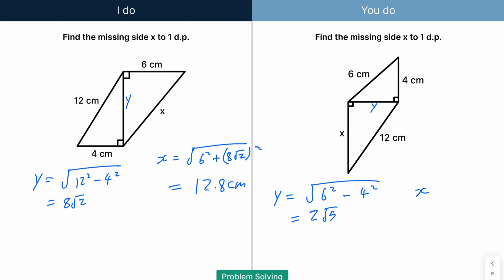And then to find x, now x is, again, one of the shorter sides in this case. Because x is one of the shorter sides, you put a subtract in the middle. So that would be the big number, which is 12, take away 2 root 5. 2 root 5 becomes 4.74, so that's how I know it's the shorter one. So that would be 12 squared minus 2 root 5 squared, and that gives me an answer of 11.1 centimeters to one decimal place.